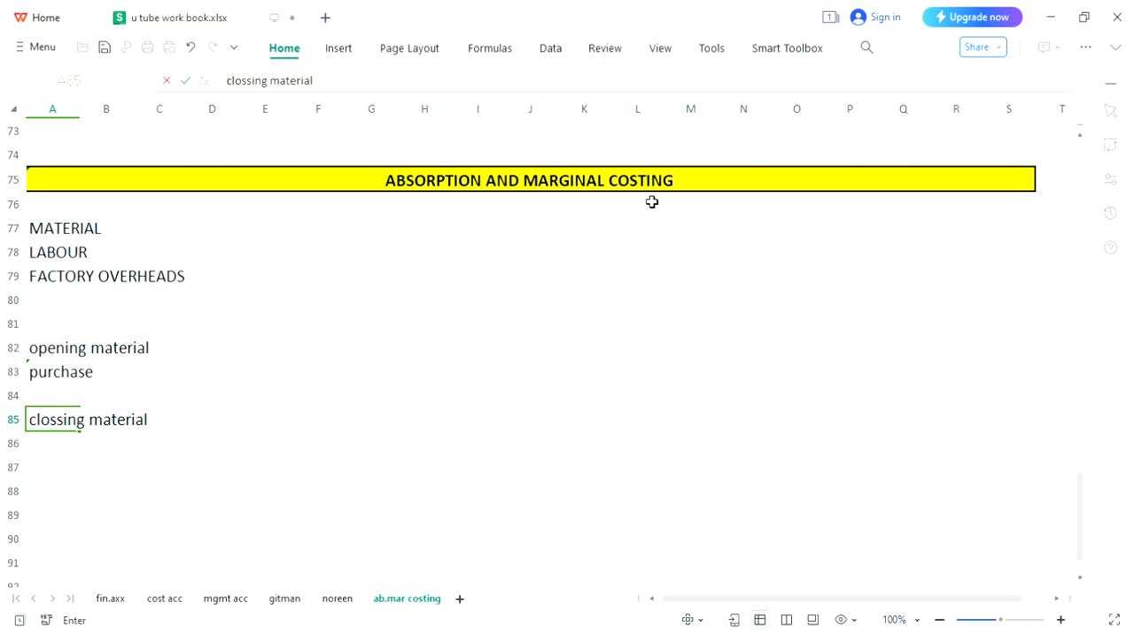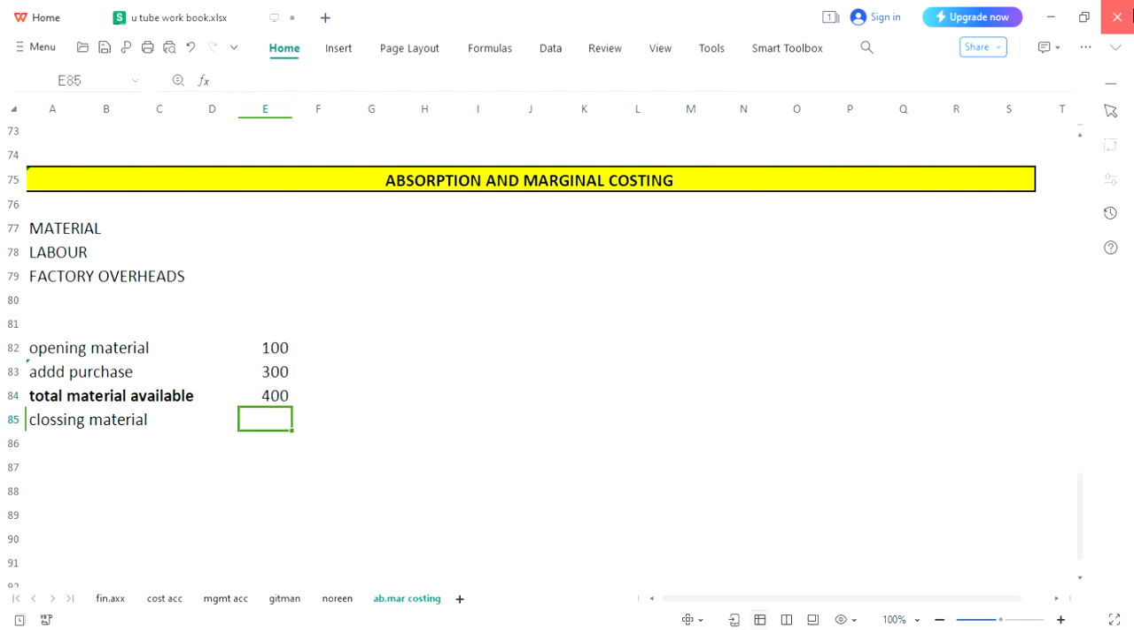Since we are related with costing and we want to know how much the total cost of material was, opening material, then you have added your purchases. This will show how much total material was present at the time of production. So what you can write is total material available. Again, understand, if you were having, for example, 100 of material at the start of the period, you have bought 300 more units of material. Total 400 material was showing that this was material available for the production.